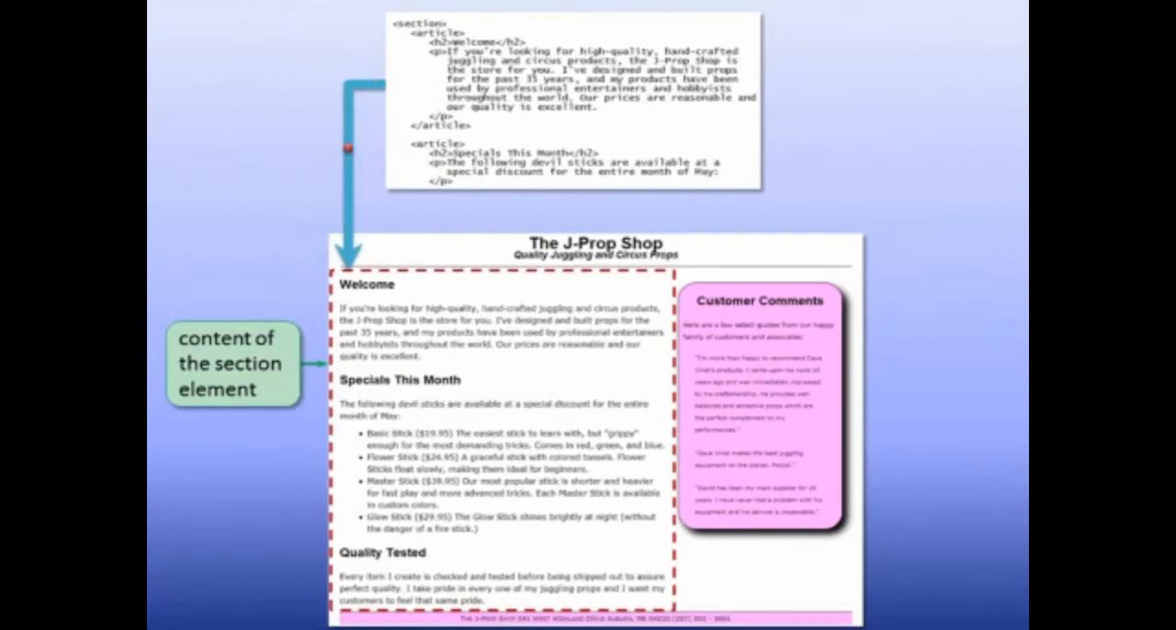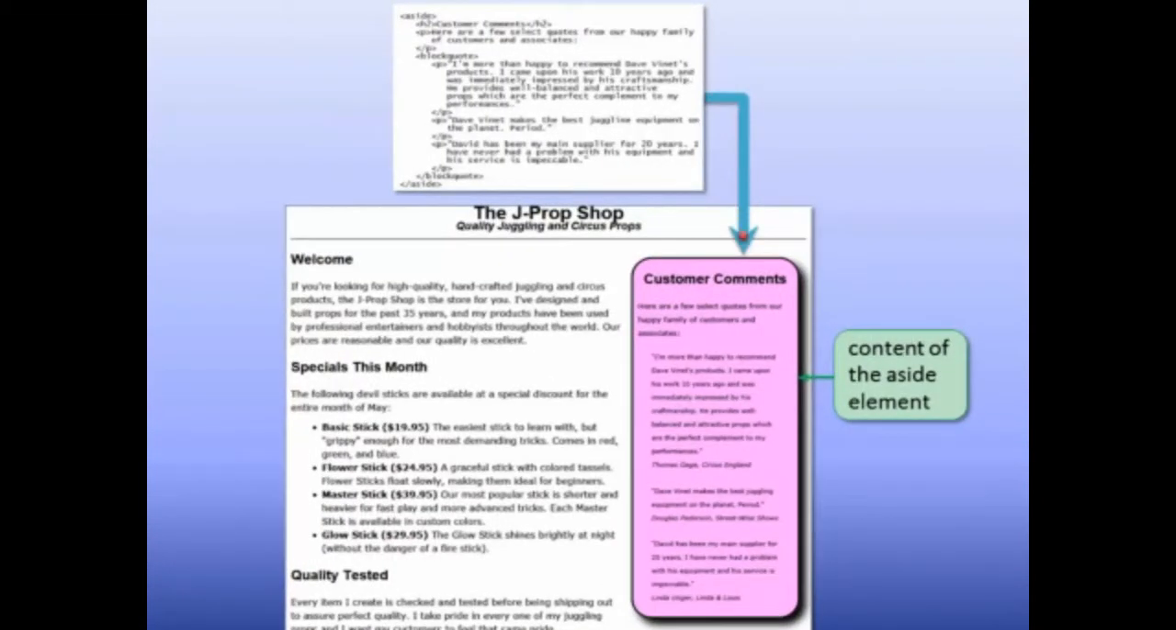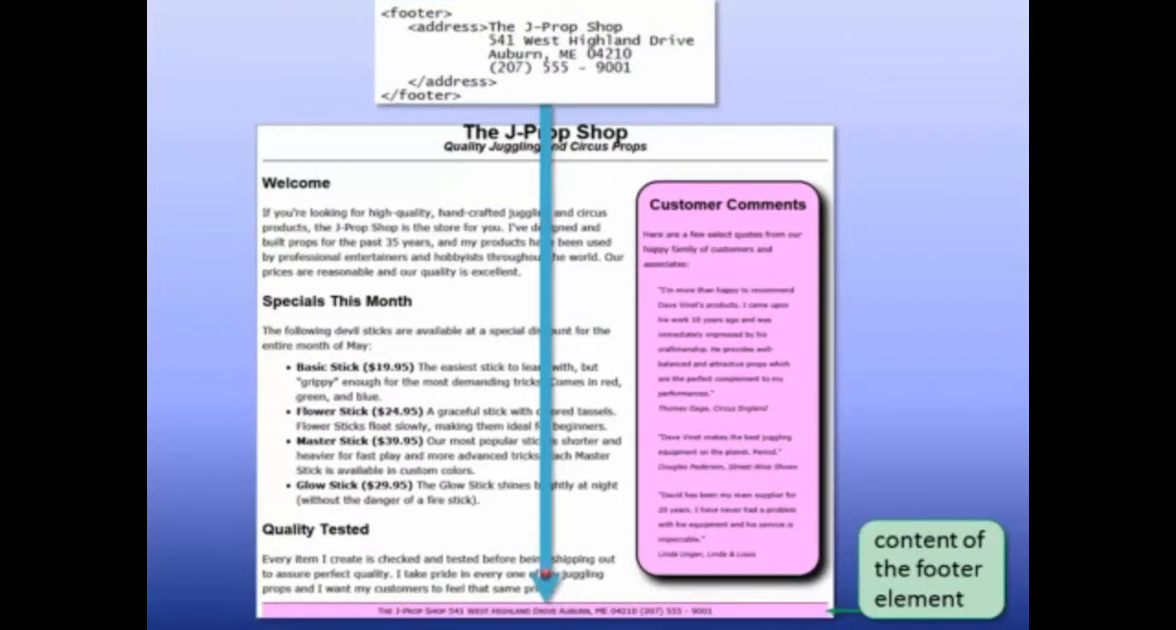Using the style sheet, the JProp web page is easier to read. The page is displayed in a two-column layout with the main content of the section element displayed on the left. The content of the aside element is shown as a sidebar on the right, with a light purple background, rounded corners, and a drop shadow. The content of the footer element is styled with a smaller font, top borderline, and a light purple background.